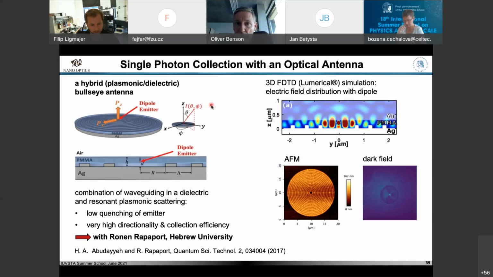Try to find one where you have a single emitter in it and put it on this kind of hybrid plasmonic dielectric bullseye antenna. So I think in the next presentation, we will hear something about plasmonic effects. So I don't want to mention too much about this.